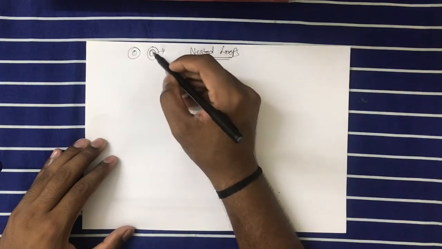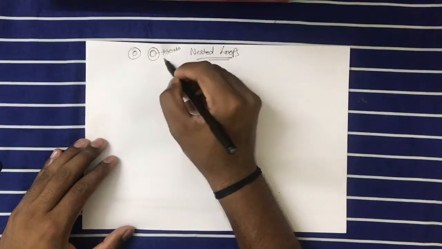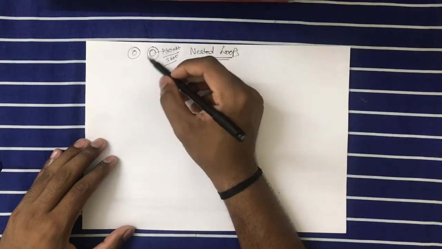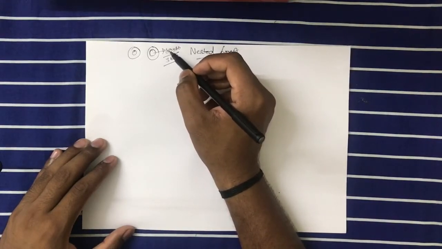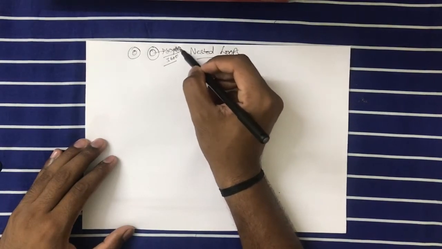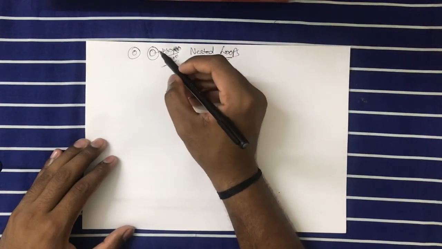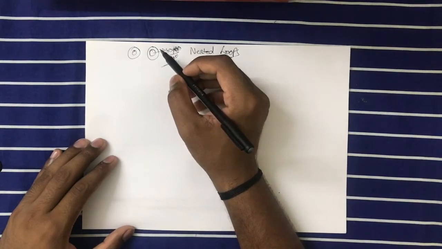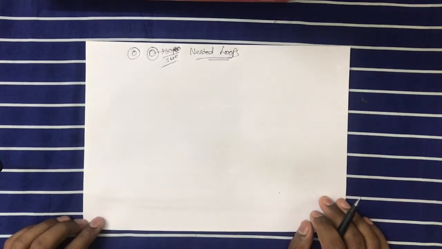So the inner loop's total revolution would be 60 multiplied by 60, which is 3600. But the inner loop's value would never be 3600. It starts from 1, it goes till 60. This process executes 60 more times. So the total revolution is 3600, but the value of the inner loop always starts from 1 and goes up till 60. So this was what is a nested loop.